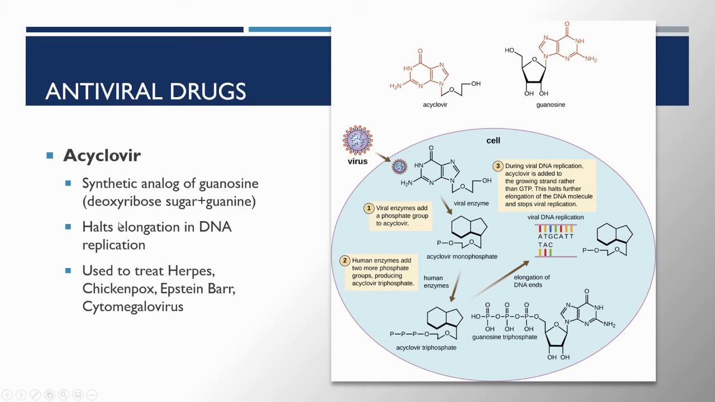And the way it does that is that this is a man-made analog of guanosine. So that's my nucleoside. That's the deoxyribose, the sugar that's found in DNA, and guanine. It looks similar to this, but not quite, but similar enough that it gets incorporated into the new strand of DNA that's being built, but it's different enough that it doesn't work, and it prevents that DNA from actually rejoining and forming a double helix.